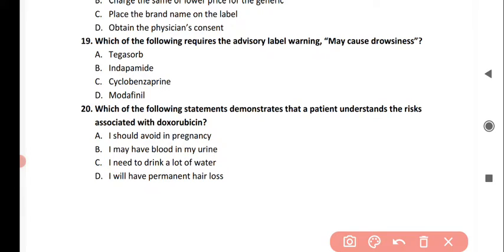The next question is, which of the following statements demonstrates that a patient understands the risk associated with this drug? Among these statements, we have to find the condition in which doxorubicin should not be given, or the risks associated with doxorubicin. It should not be given in pregnancy because it will cause serious effects in pregnancy. So it should be avoided in pregnancy. Option A will be correct.